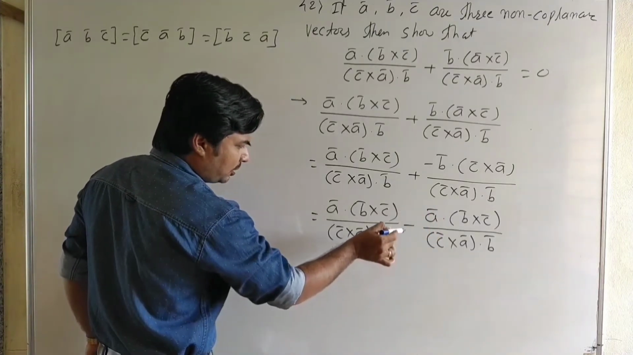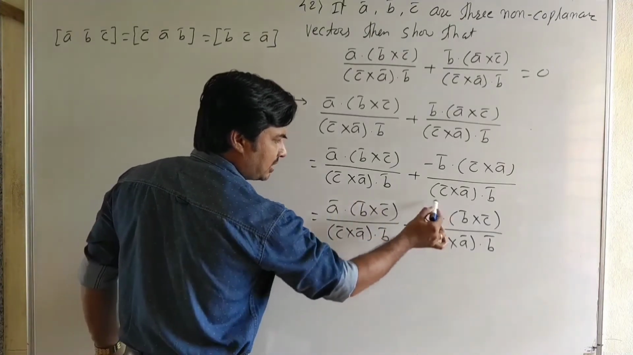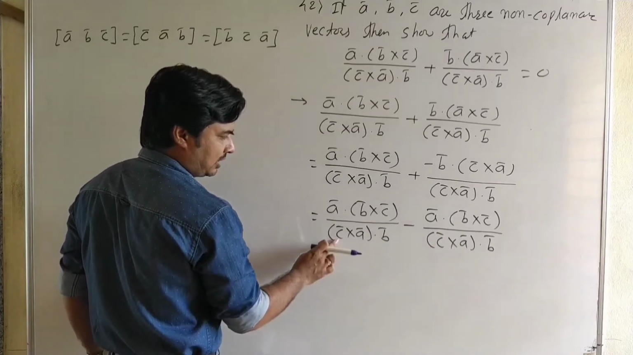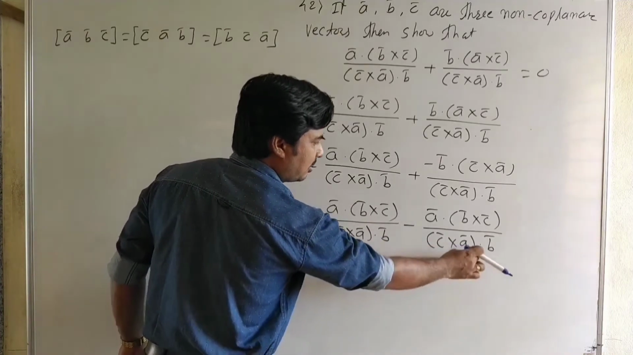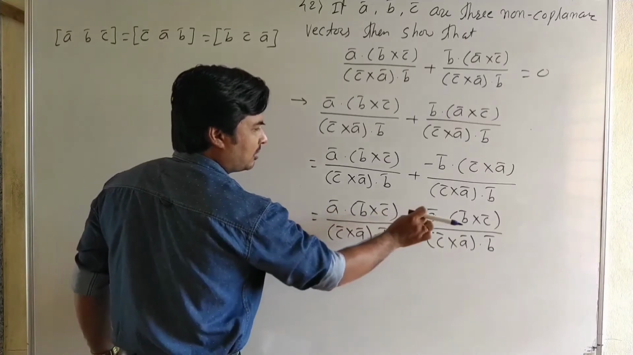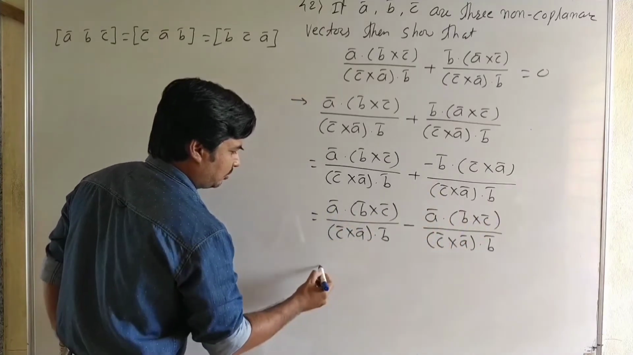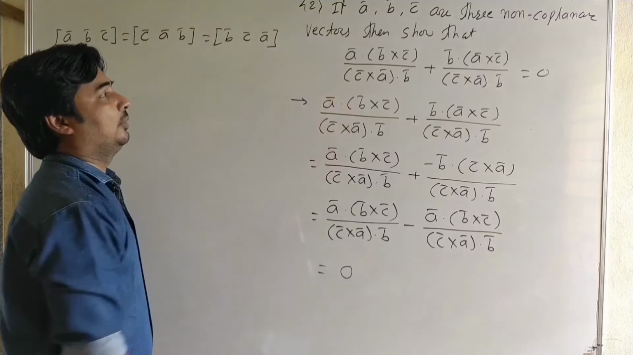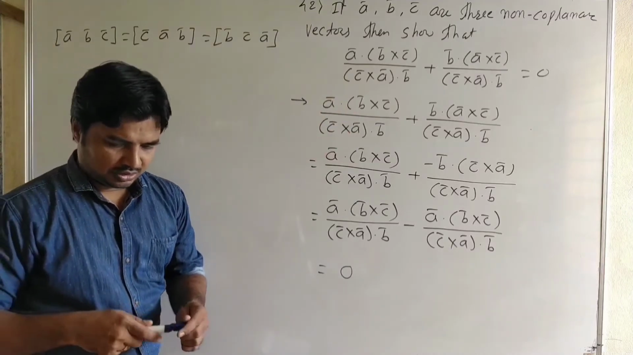Now we observe that the first and second terms are both the same: C bar cross A bar dot B bar, and A bar dot B bar cross C bar, and then both get cancelled. It is 0. That is the value. Now we see the next example.